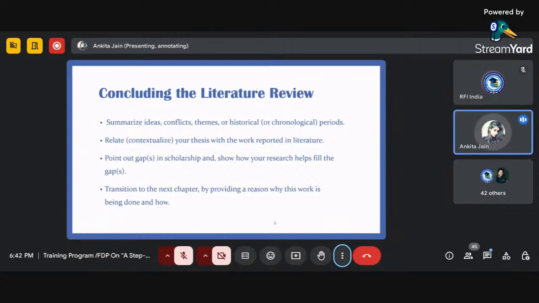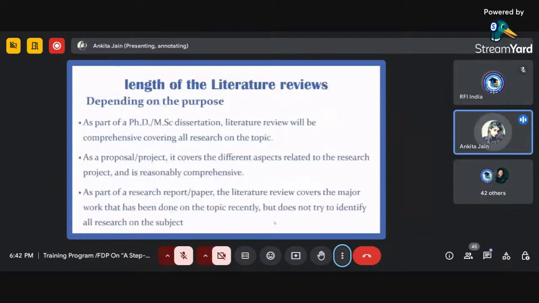So transition to the next chapter by providing a reason why this work is being done and how. The review of literature gives you an idea about what the next step is. So this should be shown in this particular review of literature, and a summary of the chapter can be written.